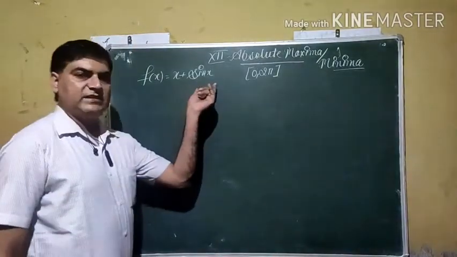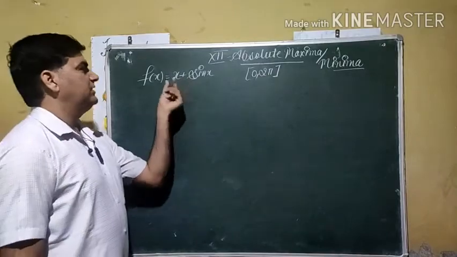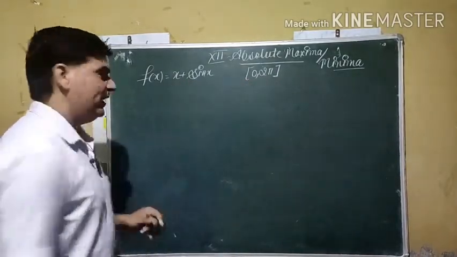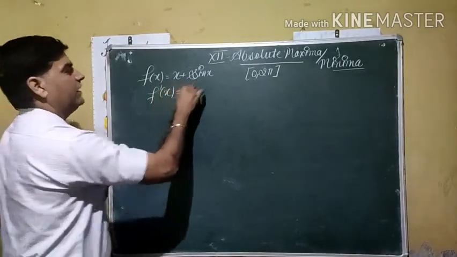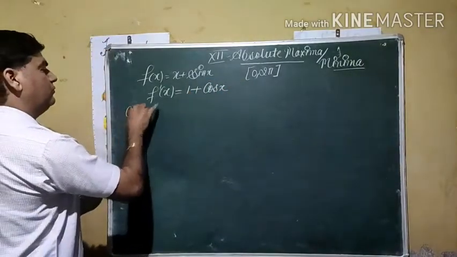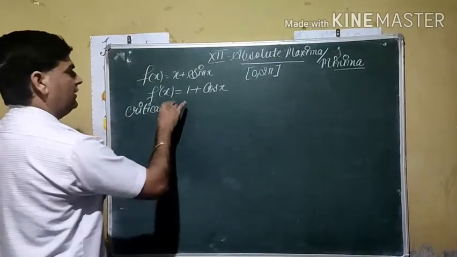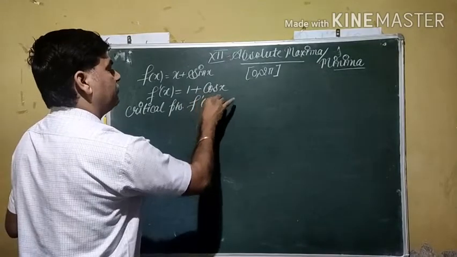Our next example we are going to continue, that is given by grouping of algebraic function and trigonometric function on the interval 0 to 2 pi. First step is take the first derivative of the function. It becomes 1 plus cos x. Second step, we have to find out critical point. We can say turning point, terminal point. It is calculated by taking first derivative equal to 0.